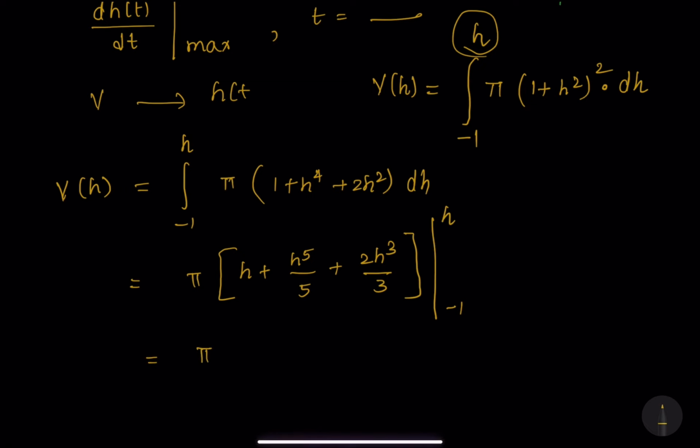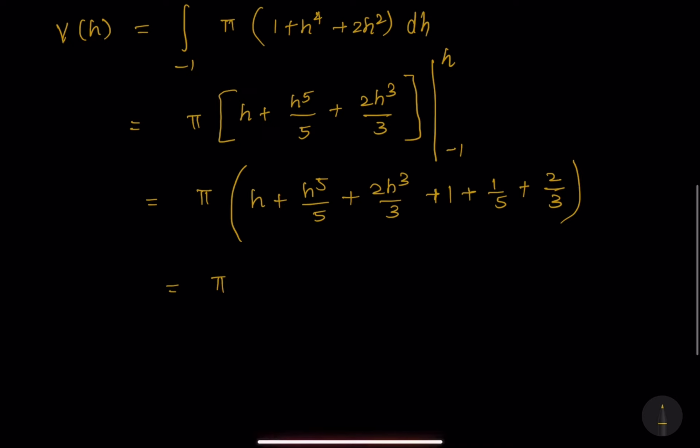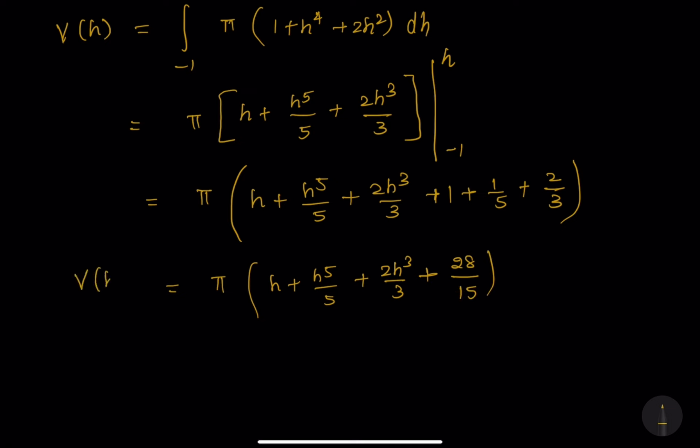So pi times, when you put h, the expression will not change: h power 5 upon 5 plus 2h cube upon 3. When you put -1, you will get plus 1 upon 5 plus 2 upon 3. So this is simply pi times [h plus h power 5 upon 5 plus 2h cube upon 3 plus 28 upon 15]. Alright, V of h.